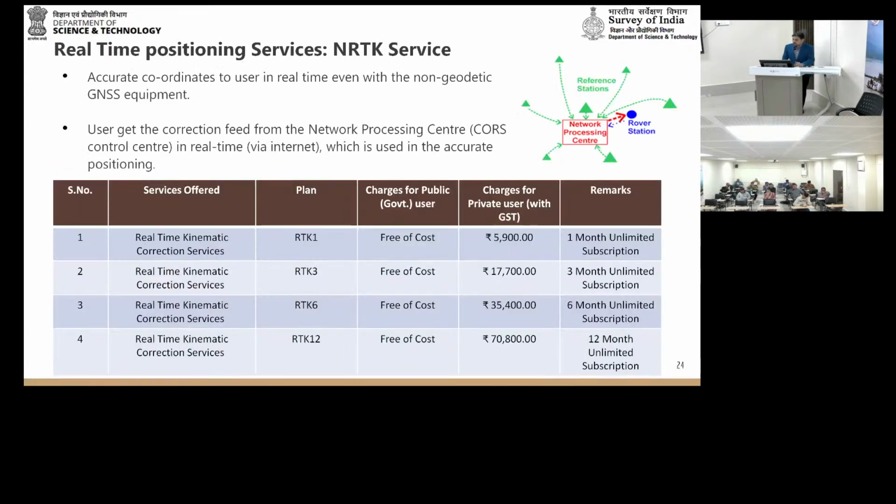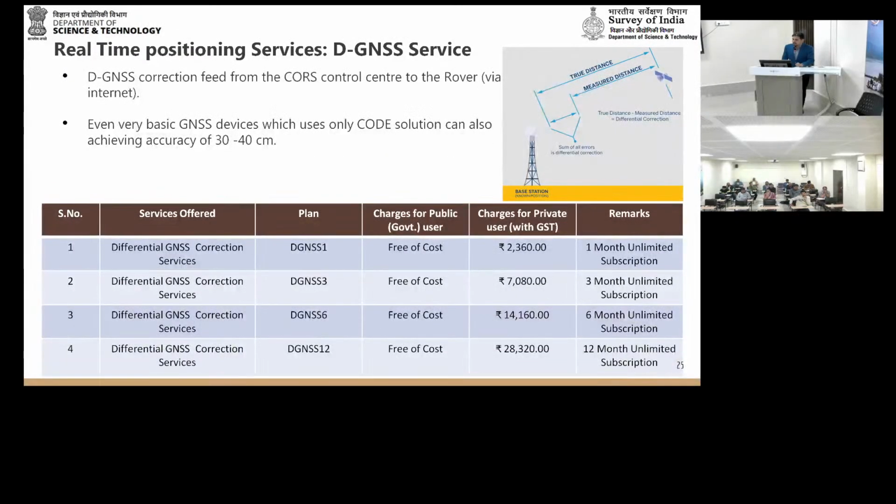These are the costs and charges for the different types of users. For government users, all these services are free of cost, and for private users, there are various charging patterns like 1 month, 3 months, 6 months, and this is for the analytical services, and this is for the DGNSS based services using code solution, which have an accuracy of 30-40 centimeter. All the CORS services are free of cost to all government users.